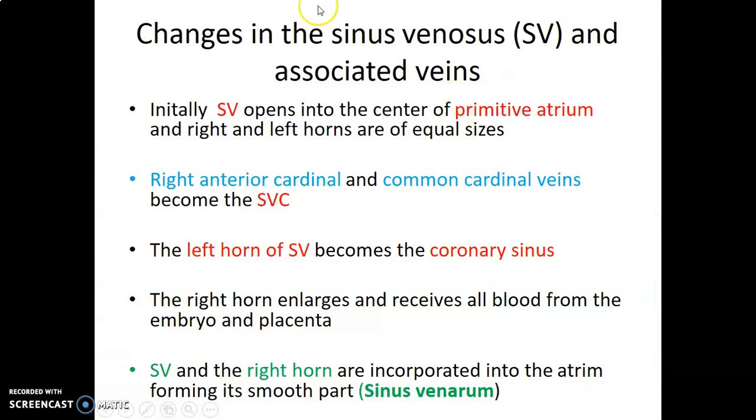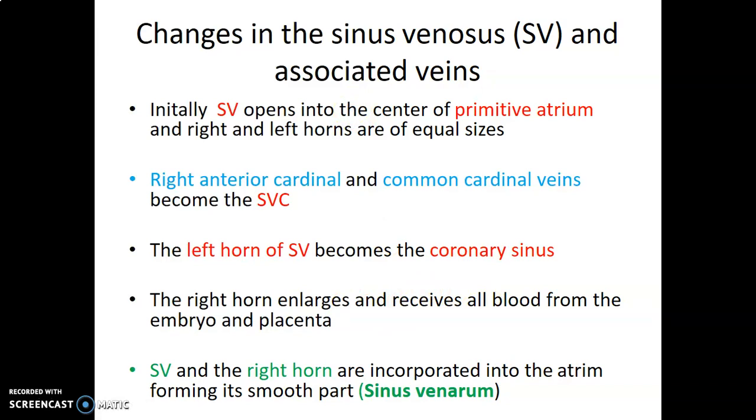So what happens? There are changes that will occur in the sinus venosus and the associated veins. Initially the sinus venosus opens into the center of the primitive atrium, and we have right and left horns of equal sizes. The right anterior cardinal and right common cardinal veins form the superior vena cava. Then the left horn of the sinus venosus usually forms the coronary sinus. The right horn enlarges and receives all the blood from the embryo and the placenta.